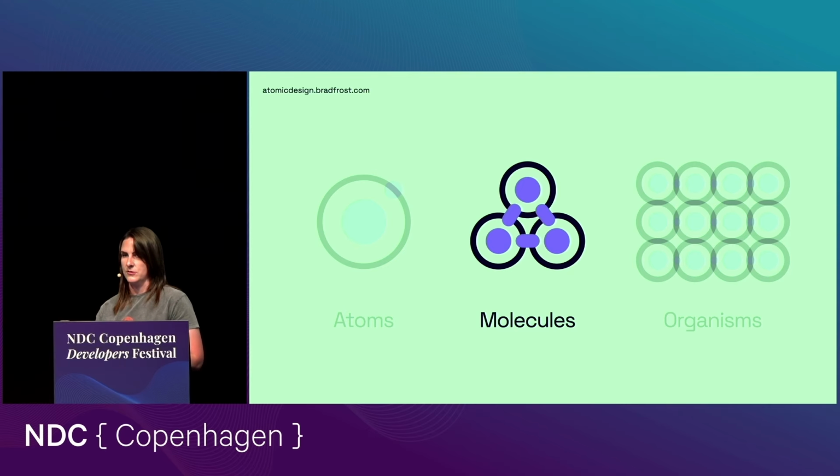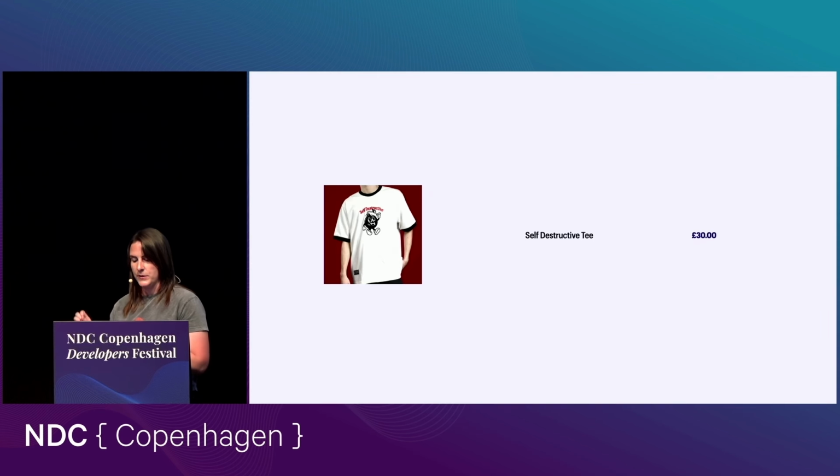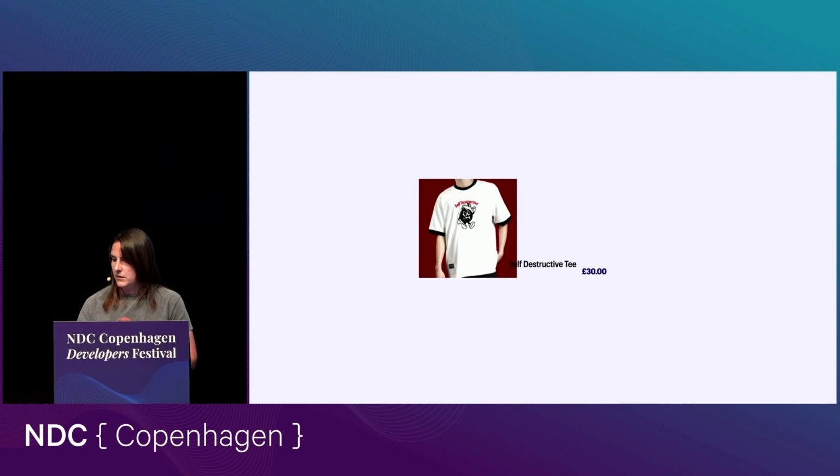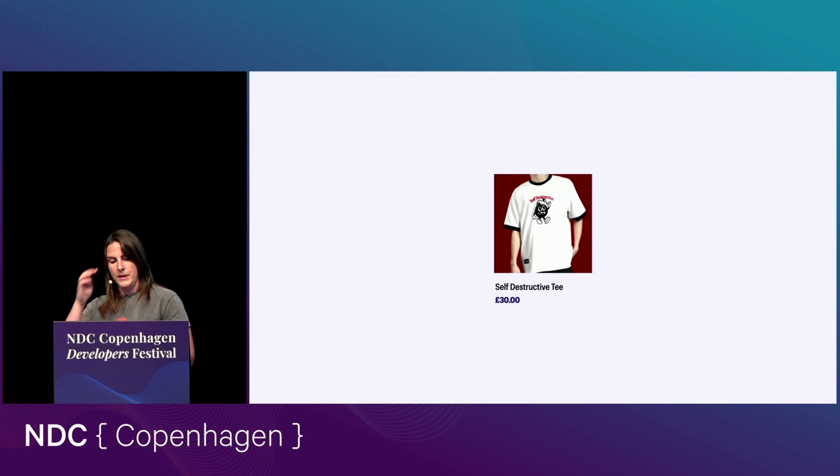So then that takes us on to molecules. So a molecule is where two or more atoms combine in order to create a slightly larger piece of the interface. So if we take those single atoms, they merge into a molecule. So this is starting to look a little more put together.